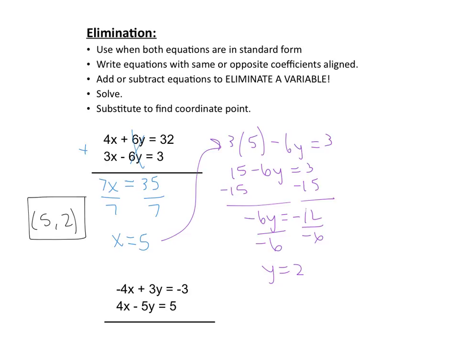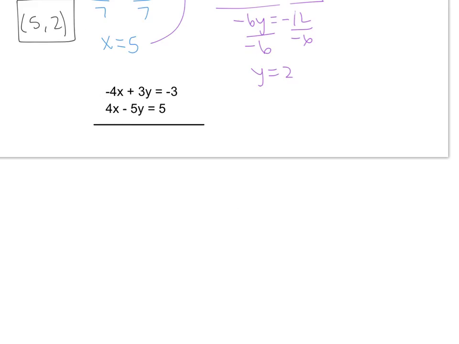Let's take a look at the second example. Here I have negative 4x plus 3y equals negative 3 and 4x minus 5y equals 5. So again, I can see that I have negative 4x and positive 4x, so I want to go ahead and add those two so that they will cancel out, and then I will get 3y plus a negative 5y, which would be negative 2y equals 2. Divide by negative 2, so y equals negative 1.